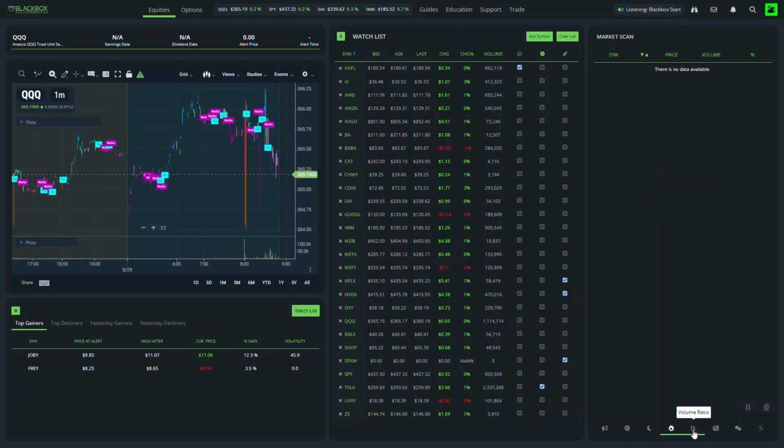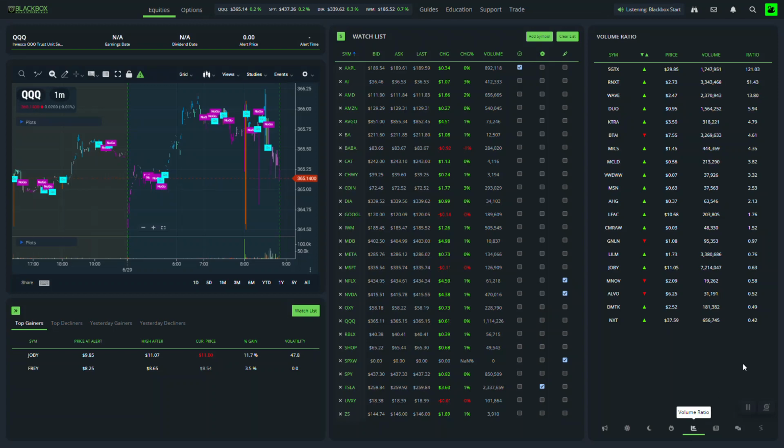The next scan over is called volume ratio, and this one's really cool. I check this one almost every morning as part of my routine. This is strictly based off of volume, the ratio. So what it's saying is, what is today's volume so far compared to the average 10-day volume? How you would read this, for example, is EWI is trading at about 37% of its daily volume in just the pre-market. JOBY is trading at about 64% of its average daily volume in the pre-market.